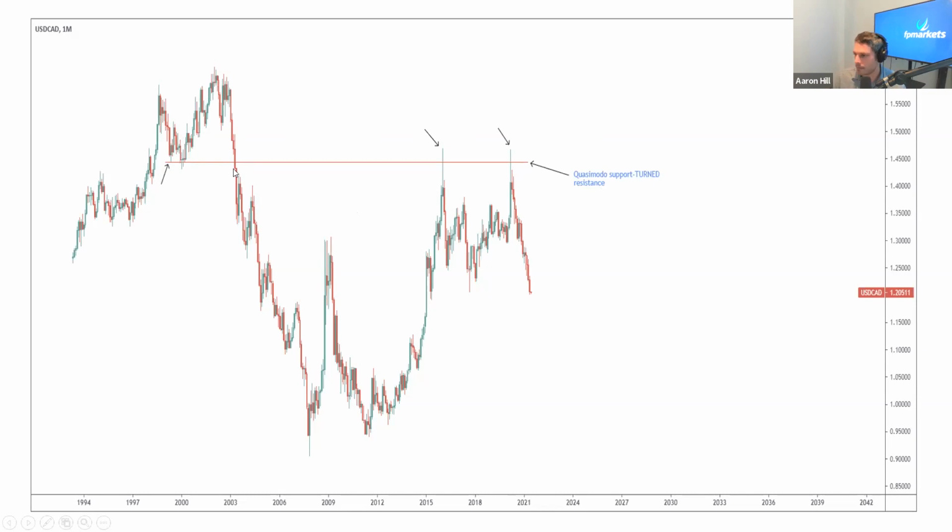When this happens, look how hidden this area is. This is relatively well hidden within this leg here. There's nothing here really telling you that there's any form of resistance, right? But what happens is we have two reactions from this area, which, for anyone that's into their chart patterns, is now a double top pattern forming from this area.